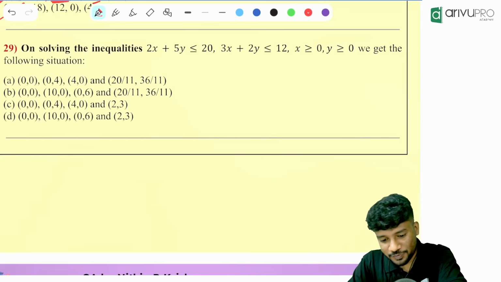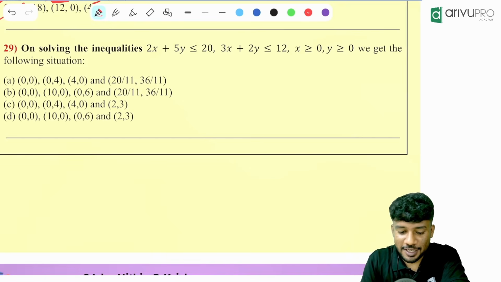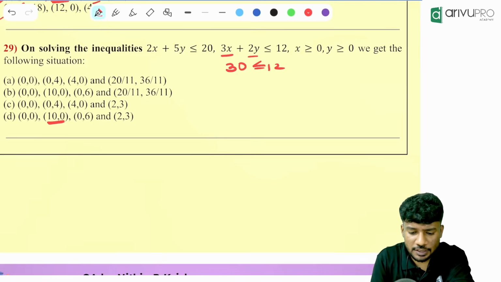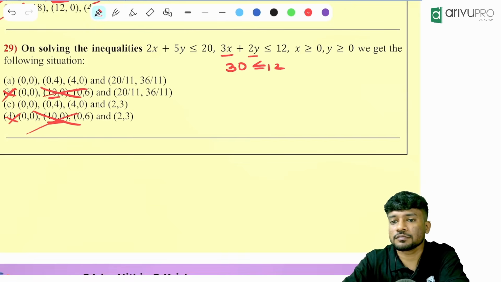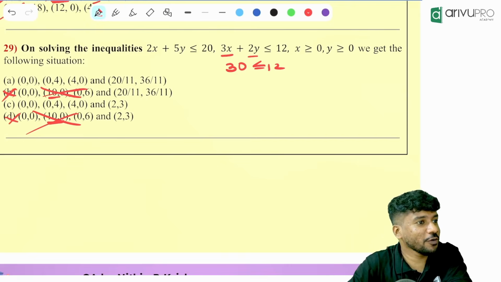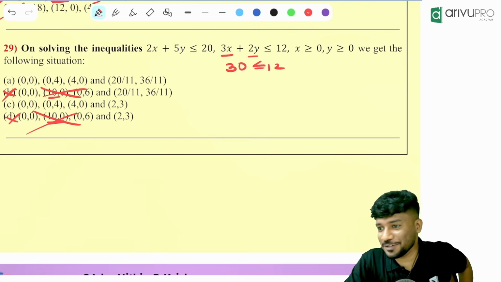Sir, option C is correct. Okay, I don't know. We'll check. Now take 10, 0. Put it over here. If you put 10, 0, how much will it become? 30 is less than or equal to 10. Is 30 less than or equal to 10? That means option D is wrong. Then 10, 0 is again here, so option B is also wrong. Two options are wrong. Either it will be option A or option C. You should tell me what is the option. A or C.